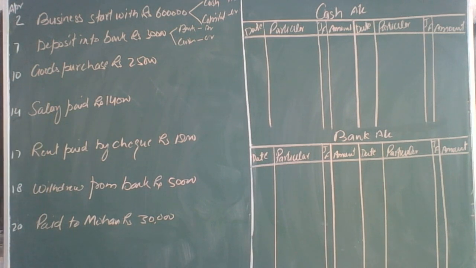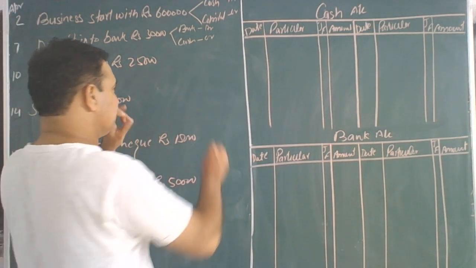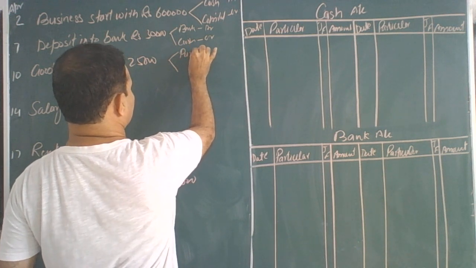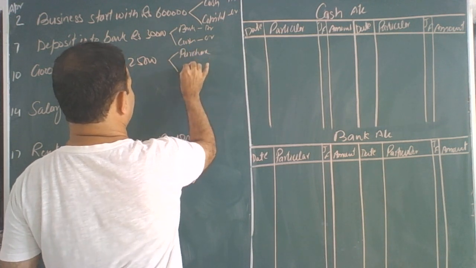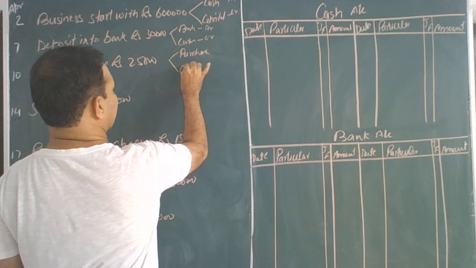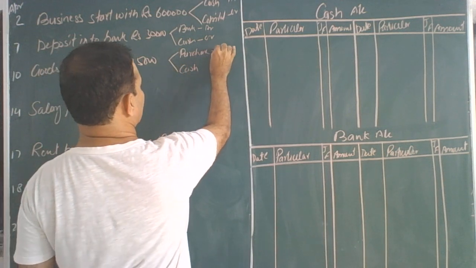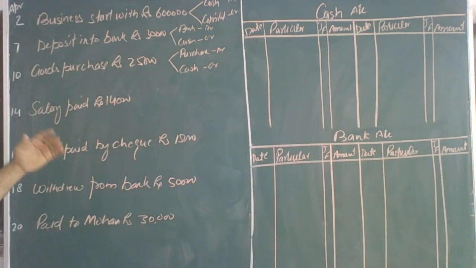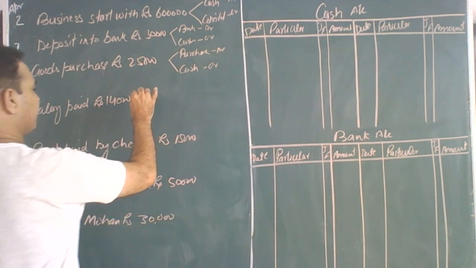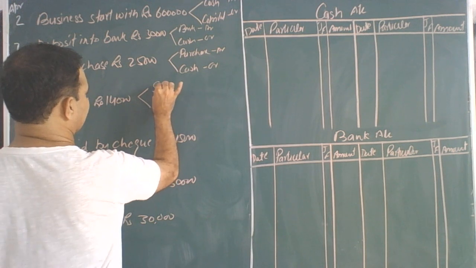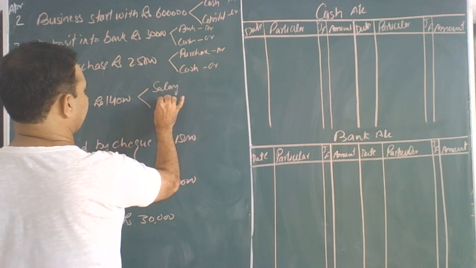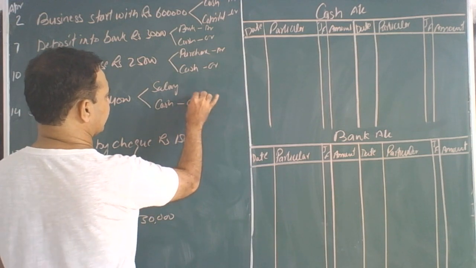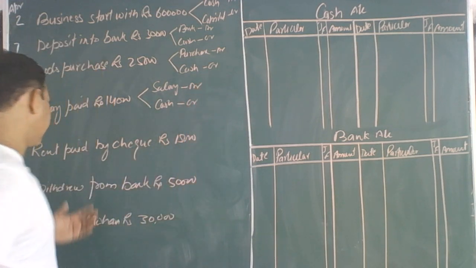Next transaction, goods purchased rupees 50,000. So here are two accounts. First is purchase and second is cash. Purchase will be debited and cash will be credited. Next transaction, salary paid 14,000. So salary and cash. Here cash will be credit and salary will be debited.